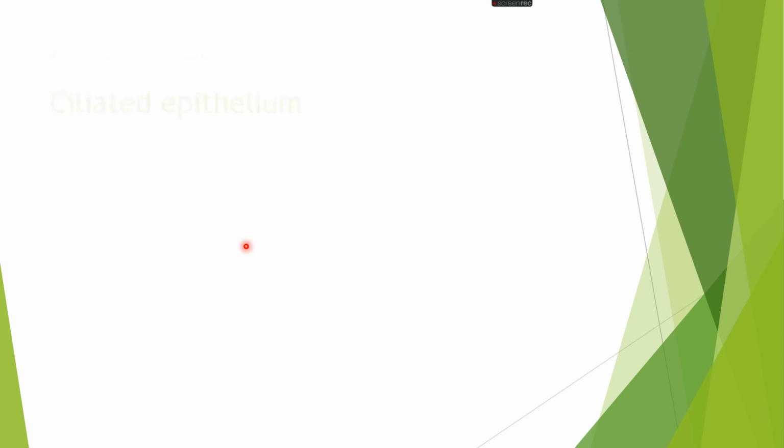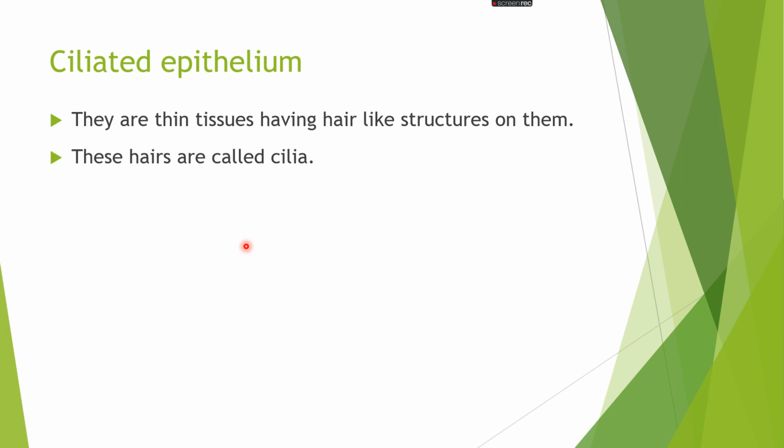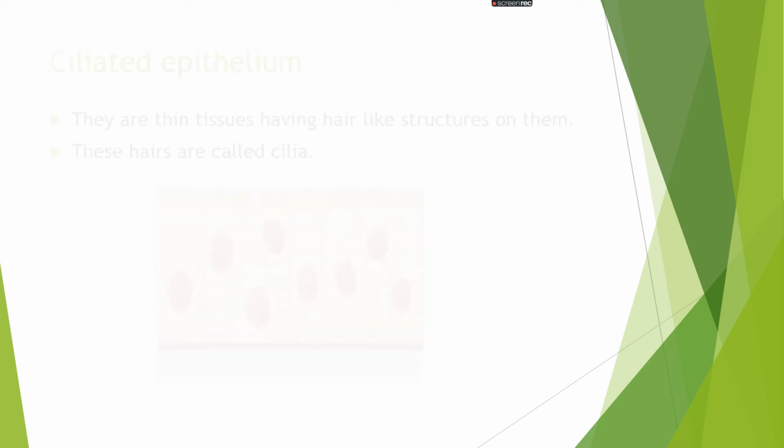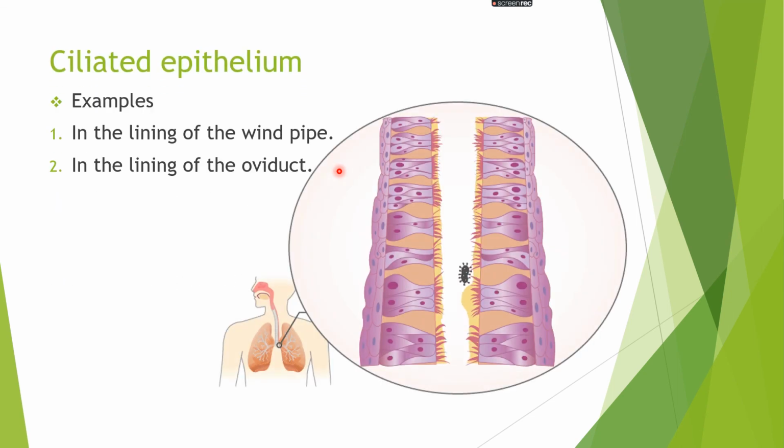Now next and the last part, ciliated epithelium. These are thin tissues with hair-like structures on them. These hair-like structures are called cilia. Now next, let's have a look at the examples. So first, the inner lining of the windpipe and the inner lining of the oviduct. Here this is the human windpipe, a close look. You can see a germ particle entering which is thrown out of the trachea or the windpipe due to these cilia or hair-like structures.